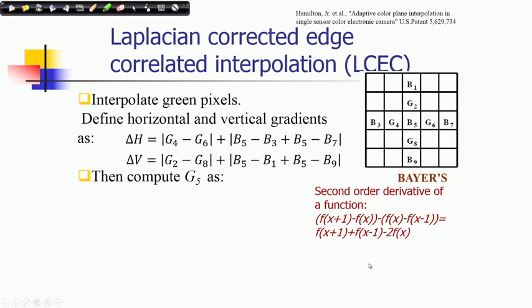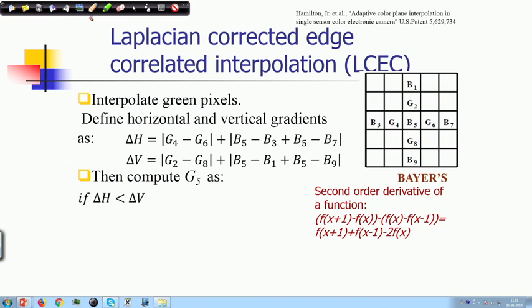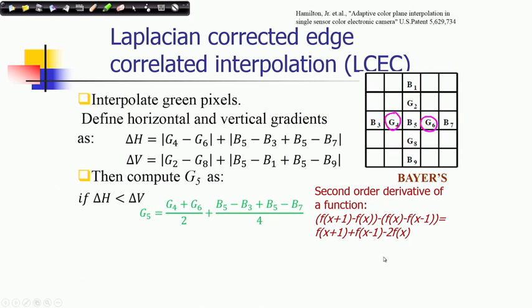So, you have to compute G5. If delta H is less than delta V, then you should consider the interpolation using these pixels. I could have taken (G4 plus G6) by 2, that is one value, but it is further refined by a correction, a cross channel estimation of the Laplacian derivative. I will show you the final expression. So, this is the expression.